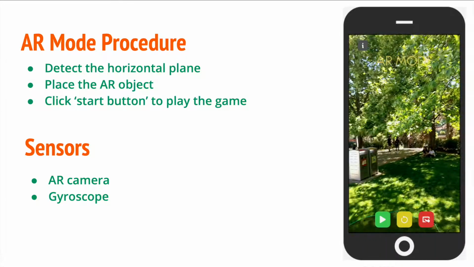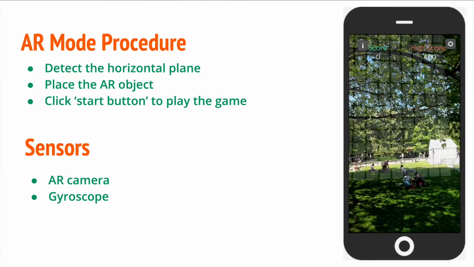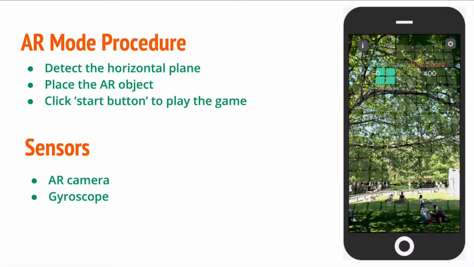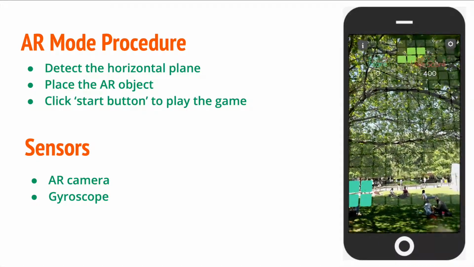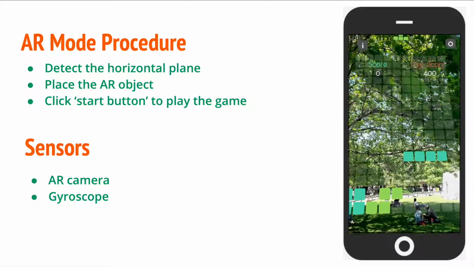We can then press the start button and it will place the indicator as well as the Tetris grid. We can click the start button to begin the game. The instructions of the game is exactly the same as the 2D easy mode and 2D hard mode.